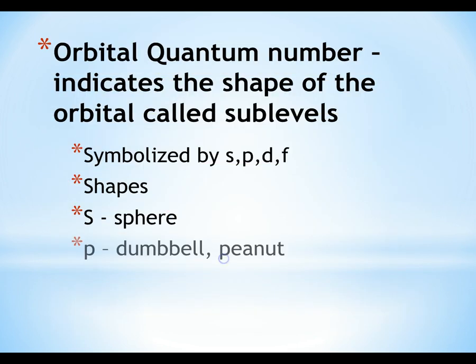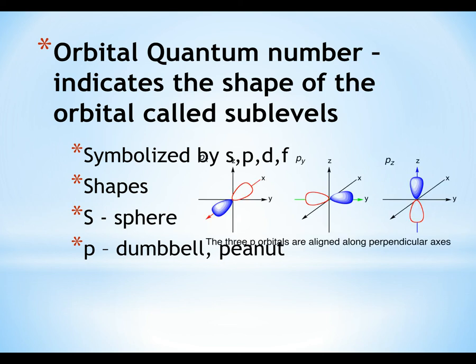And then the P could be called a dumbbell or a peanut shape. This is what it would look like. And the electron would be somewhere in that. Now notice the dumbbell or peanut could be on different axes. So it could be in different positions, but the shape would still be the same.